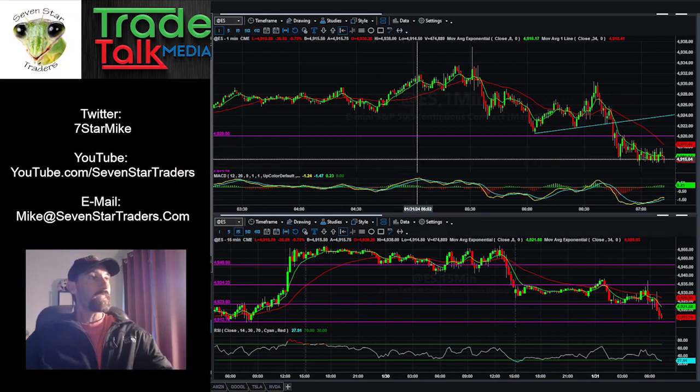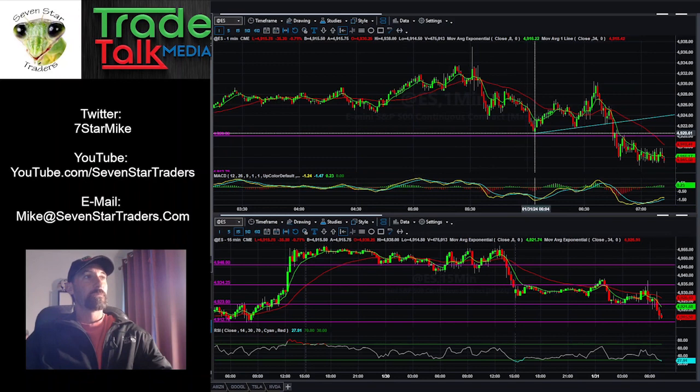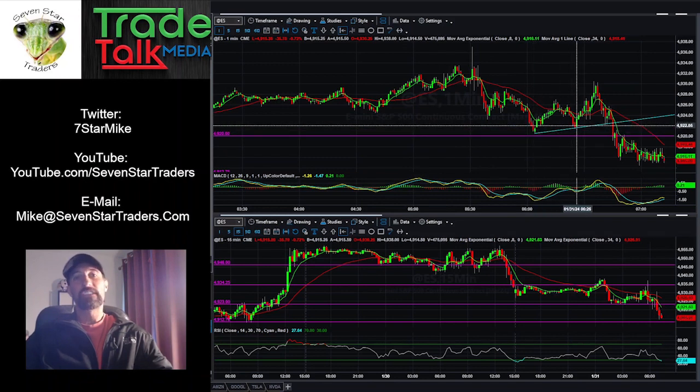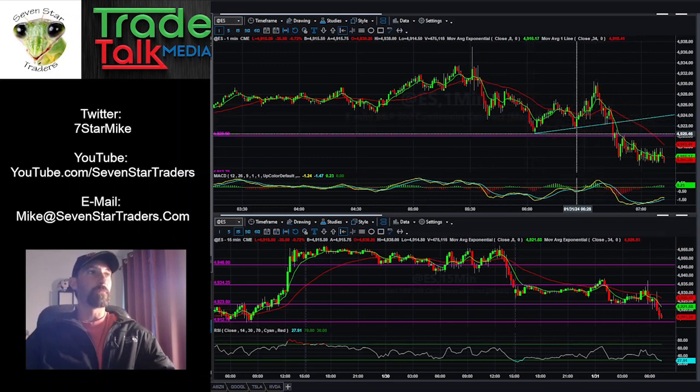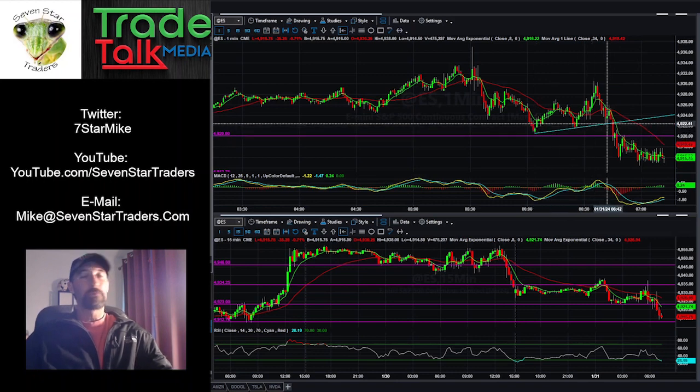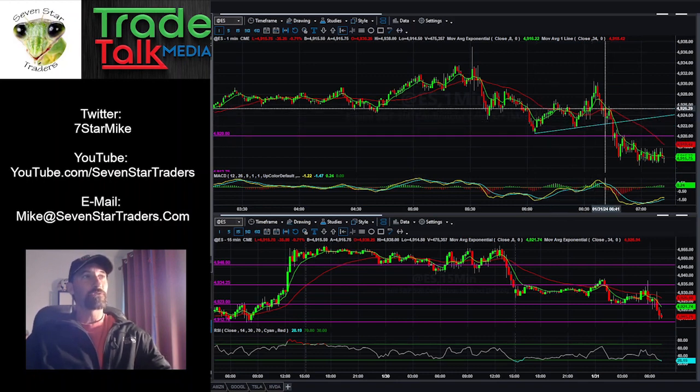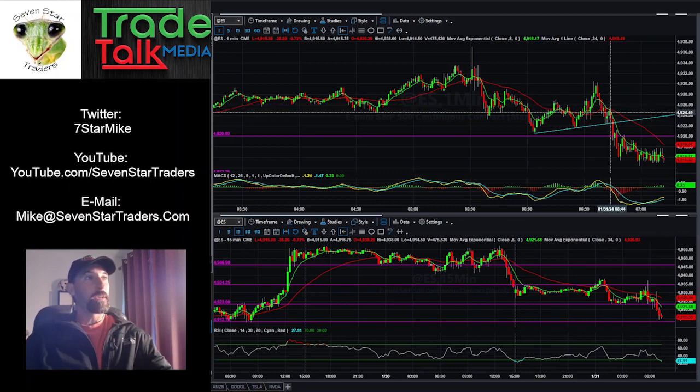So this is ES. We had a bounce here and a bounce here. In the morning I drew that trend line, that blue trend line right there. You can see once the market opened we had a nice little bounce off of that, but we rejected right at the 8 and the 34 EMA. The 8 and 34 EMA were clustered together, so that was a good spot for a rejection.